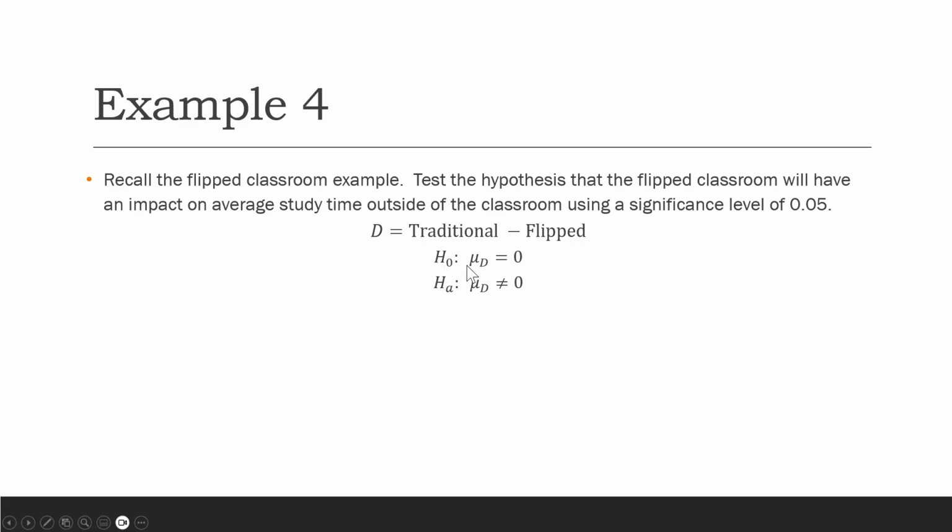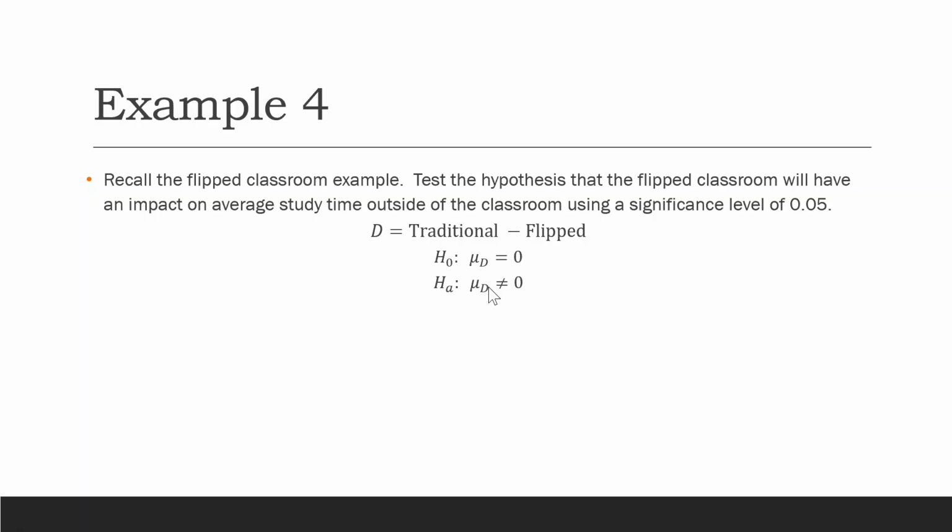So my null hypothesis is that mu sub d equals 0, and my alternative hypothesis is that mu sub d does not equal 0. I'm just seeing if it has an impact. Does it impact? Meaning, is this difference significantly different from 0? I'm not saying significantly greater than 0. I'm not saying significantly less than 0. I'm saying significantly different from 0.